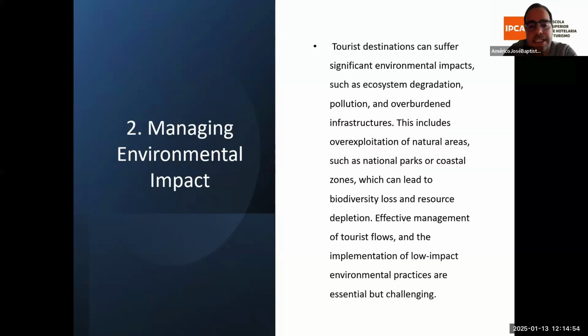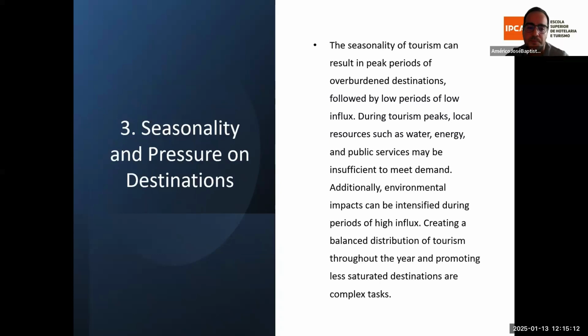The second one is managing environmental impacts. For example, tourist destinations can suffer significant environmental impacts, such as ecosystem degradation, pollution, and overburdened infrastructures. The third is seasonality and pressure on destinations. This seasonality of tourism can result in peak periods of overburdened destinations, followed by low periods of low influx.